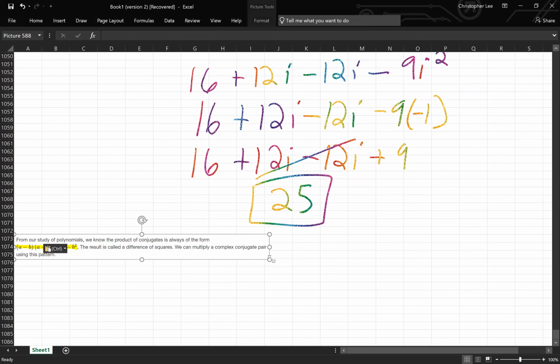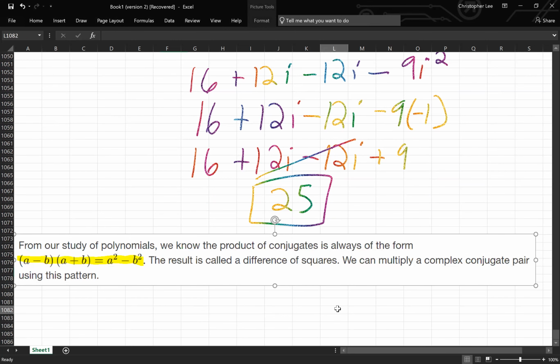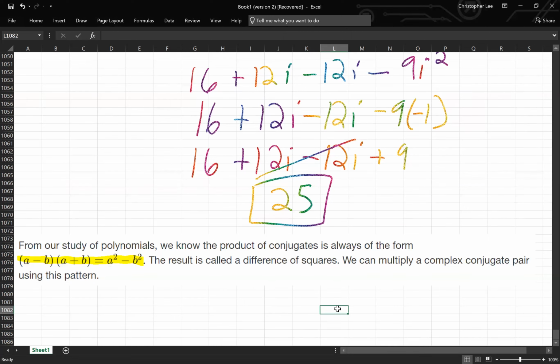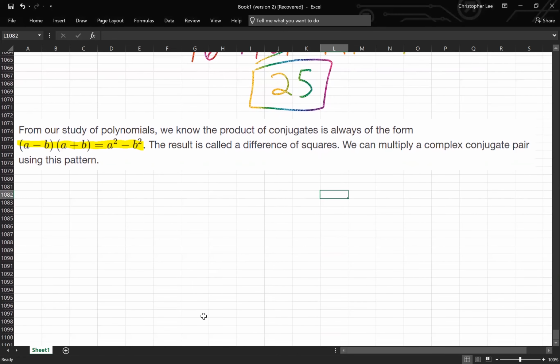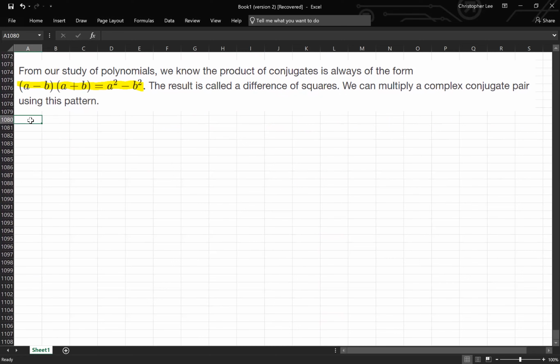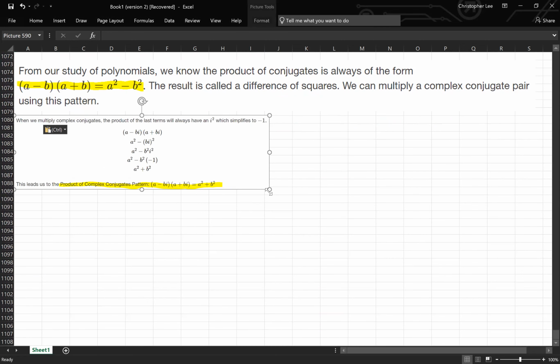All right. So from our study of polynomials, we know that the product of conjugates is always of the form a minus b times a plus b is equal to a squared minus b squared. The result is called the difference of squares. We can multiply a complex conjugate pair using this pattern. So check this out. About to make this super, super easy right now.